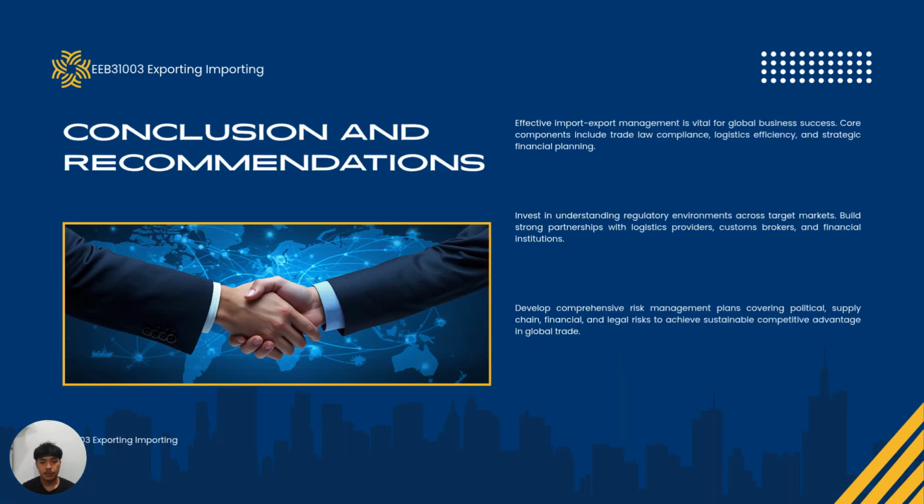So, last slide, which is conclusion and recommendations. In conclusion, effective import and export management is vital for global business success. Key components include compliance with trade laws, efficient logistics, strategic financial planning, and also comprehensive risk management. Businesses should invest in understanding regulatory environments, build strong partnerships, and develop risk mitigation plans to achieve sustainable competitive advantages in global trade. So that's it from me.